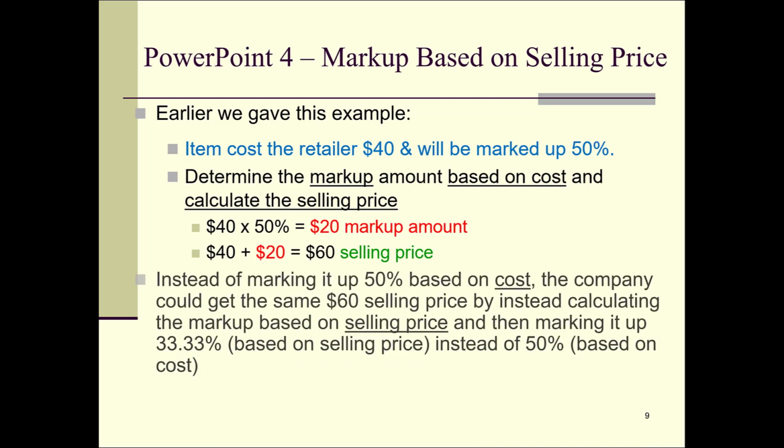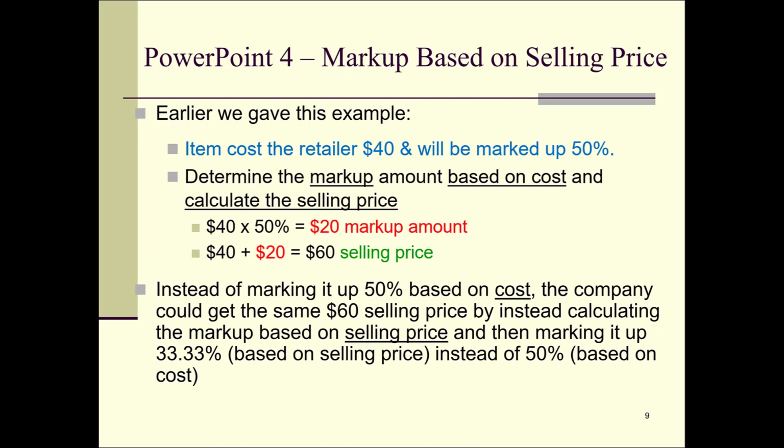Now, instead of marking up 50% based on cost, the company could get the same $60 selling price by instead calculating markup based on the selling price, and then marking up 33 1/3% based on the selling price instead of 50%, which was based on the cost. So we'll show you an example on the next slide.